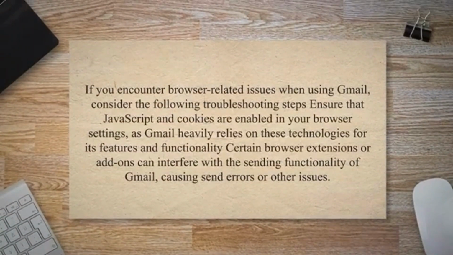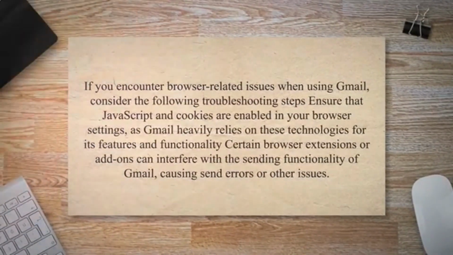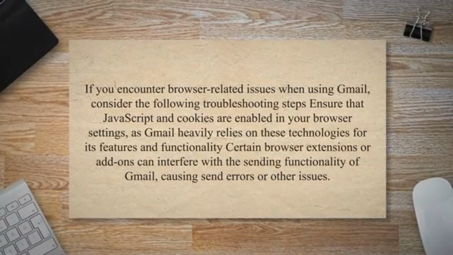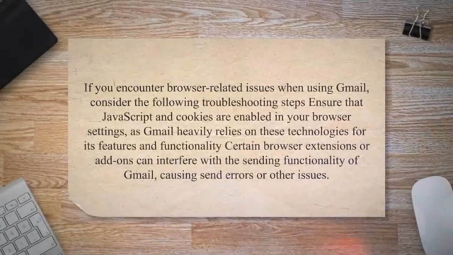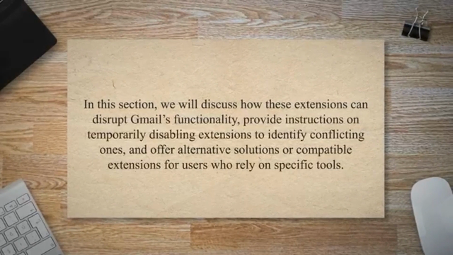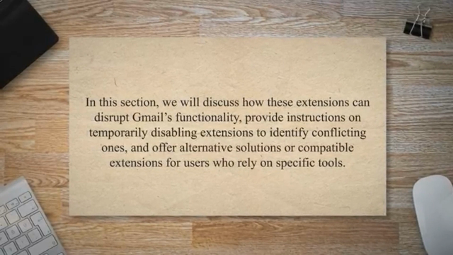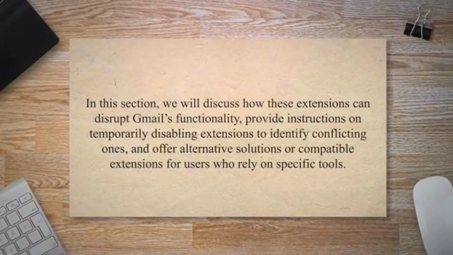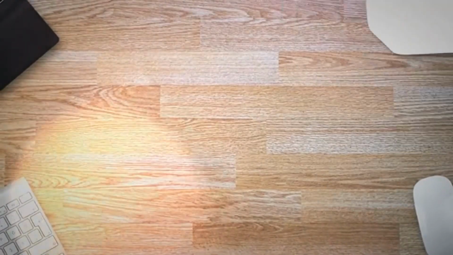Ensure that JavaScript and cookies are enabled in your browser settings, as Gmail heavily relies on these technologies for its features and functionality. Certain browser extensions or add-ons can interfere with the sending functionality of Gmail, causing send errors or other issues. In this section, we will discuss how these extensions can disrupt Gmail's functionality, provide instructions on temporarily disabling extensions to identify conflicting ones, and offer alternative solutions or compatible extensions for users who rely on specific tools.